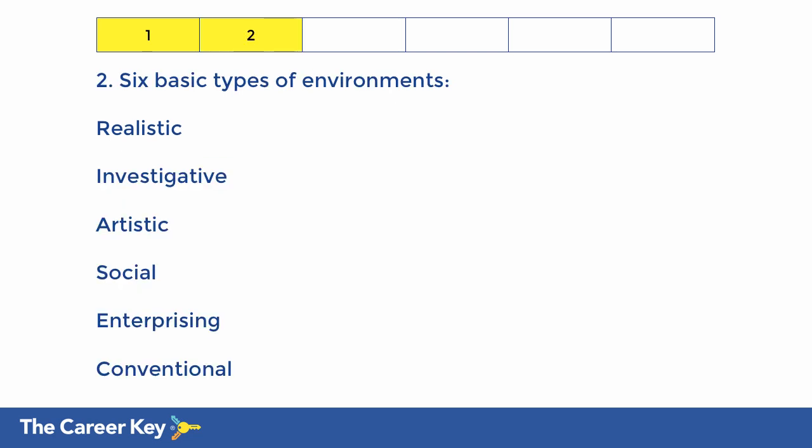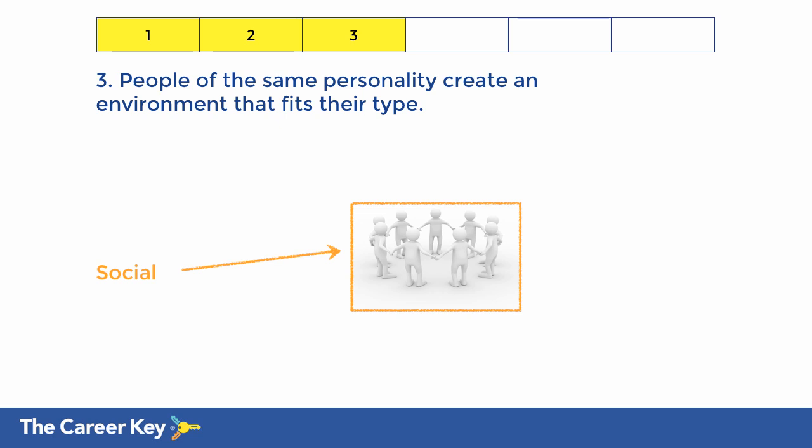The second idea is that there are 6 basic types of environments, work environments: realistic, investigative, artistic, social, enterprising, or conventional. Third, people of the same personality type work together to create an environment that fits their type. For example, social types of people working together create a social environment.